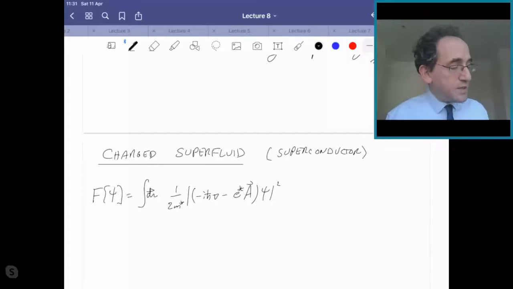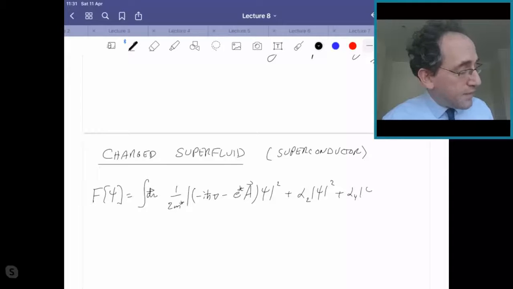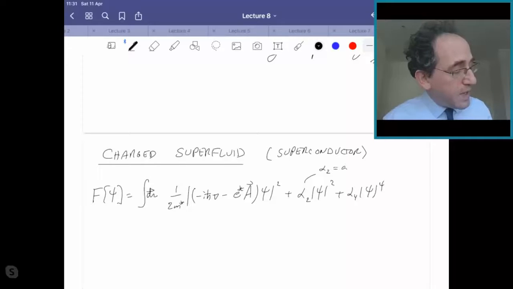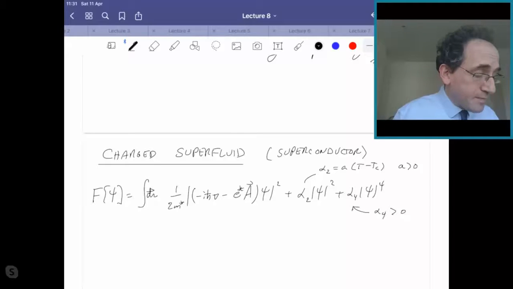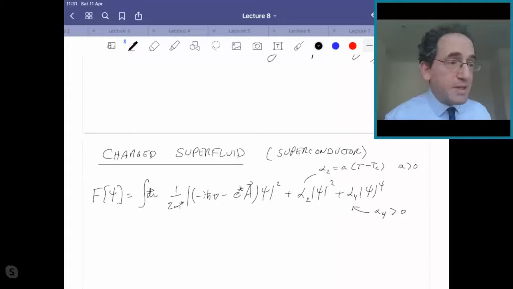Parenthesis like this. So the momentum term gets minimally coupled to the electromagnetic field. We're still going to have alpha 2 psi squared plus alpha 4 psi to the fourth, and it will still be the case that alpha 2 is equal to a times t minus tc with a greater than 0, and alpha 4 is greater than 0. So this looks entirely the same as what we had for the neutral superfluid, except for the minimal coupling to the electromagnetic field.